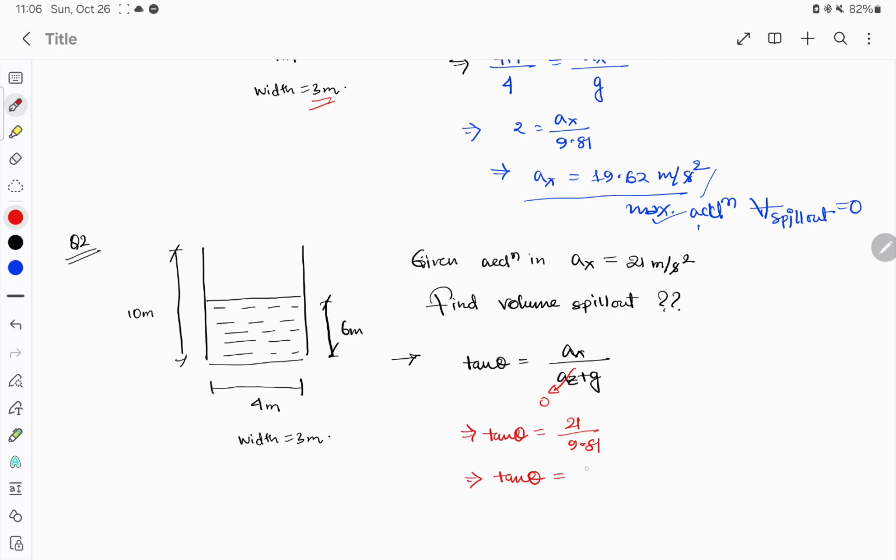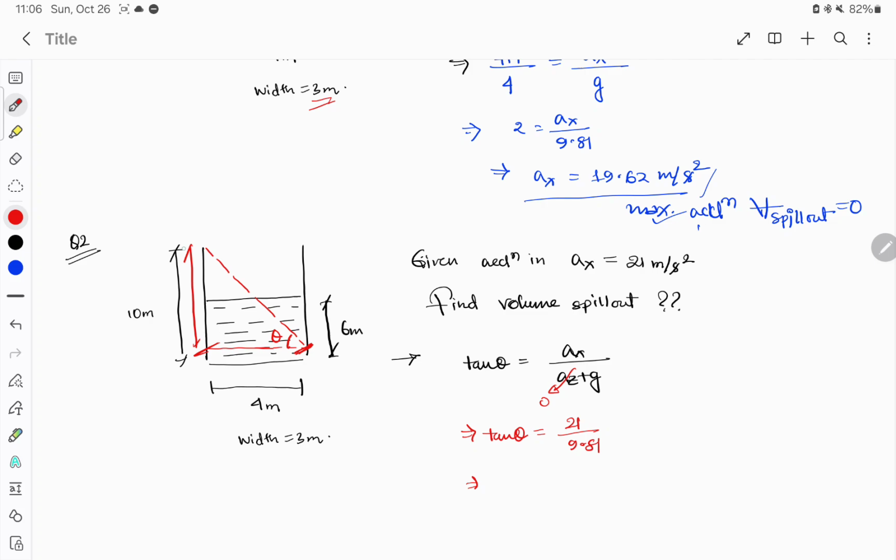Tan of theta will come out to be... okay, tan of theta, we should draw a line. ठीक है. हमें ये पता नहीं है कितना स्पिल आउट हो रहा है कि नहीं हो रहा है. So this is tan of theta, this we know, right? Tan of theta, this is 4 and this we don't know.